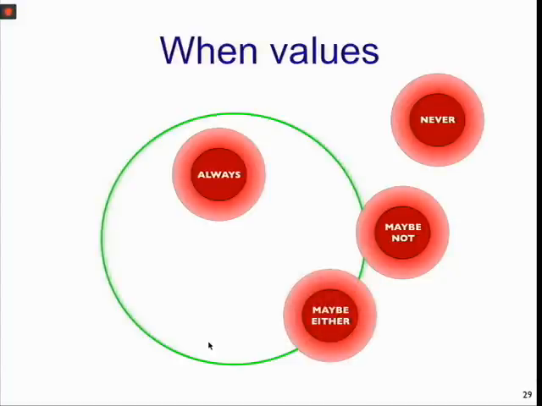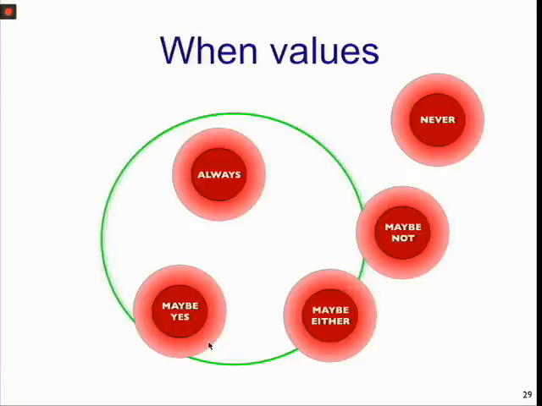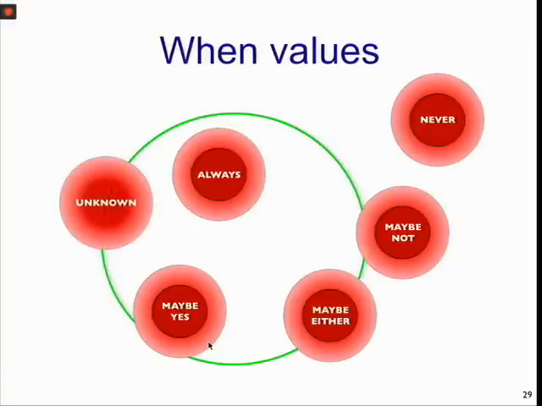Maybe either basically means we know that there's some values that can occur at this location that are outside the set, and we know there are some that can occur inside. Maybe yes means we know that there are some values that can occur at this location that are definitely inside the set, and maybe there are some values that are not in the set. And unknown basically means we don't know anything. And I can express these in logic rather than pictures, but I figure pictures was a more useful way to do it in this context.